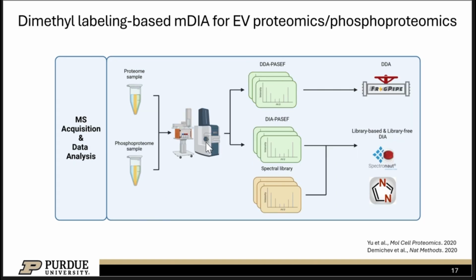So in the end, we perform different pipelines for the DIA search. We have the proteome sample and the phosphoproteome samples. For the individual run, we run the DDA passive mode, and for the DDA data, we use the FragPipe to analyze the data. And for the DIA passive, we run it with library and also without library, and search their data using Spectronaut and also DIA-NN.